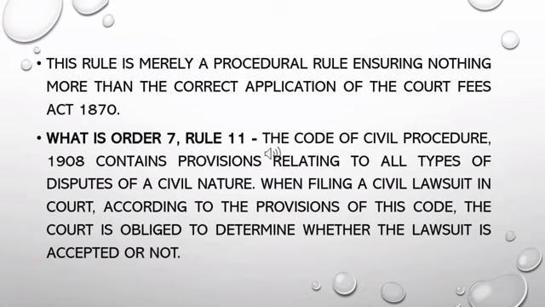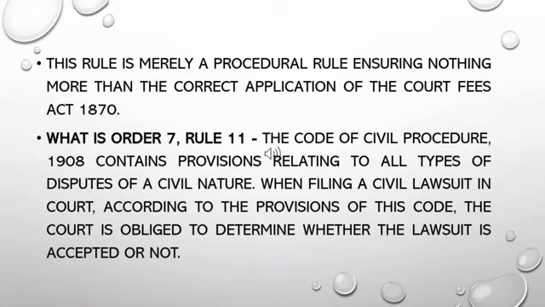So we have already covered what is meant by plaint. Now let us know the main objective of a plaint. A plaint is to demonstrate the wants of the plaintiff, like which we already saw, that a plaintiff prescribed for damages. So the damages have to be clearly stated by initiating a suit for recovery of the damages. This rule is merely a procedural rule ensuring nothing more than the correct application mentioned under the Court Fees Act 1870.